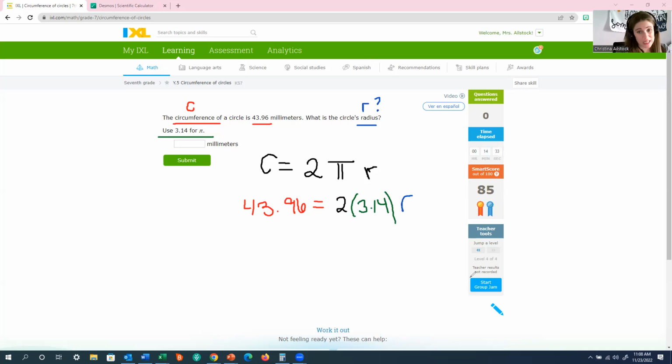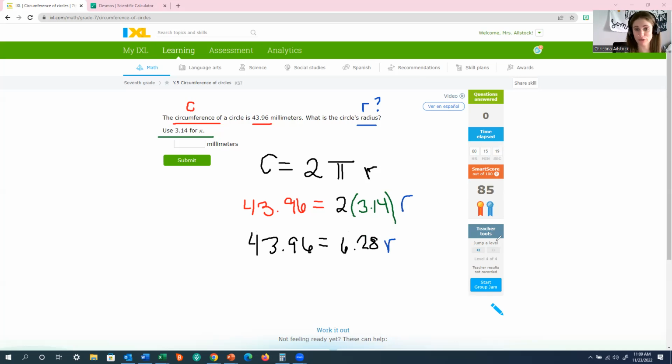Well, we need to find the radius. We need to solve this equation for r. But we have those nasty parentheses there. We need to make sure that we get rid of those parentheses. We do that simplification first. And in this problem, our parentheses mean multiplication. So the first thing that we're going to do is multiply our 2 times our 3.14. We can simplify that side. And we get 6.28 times our radius.